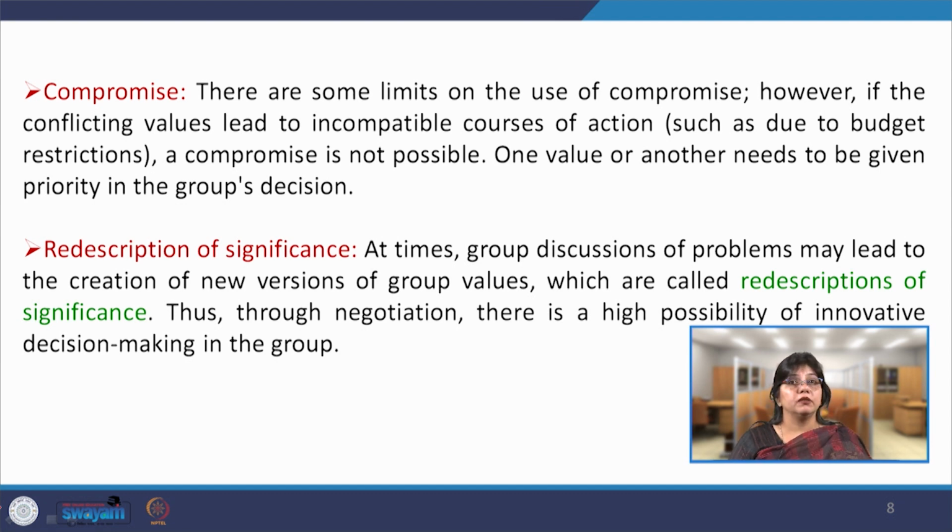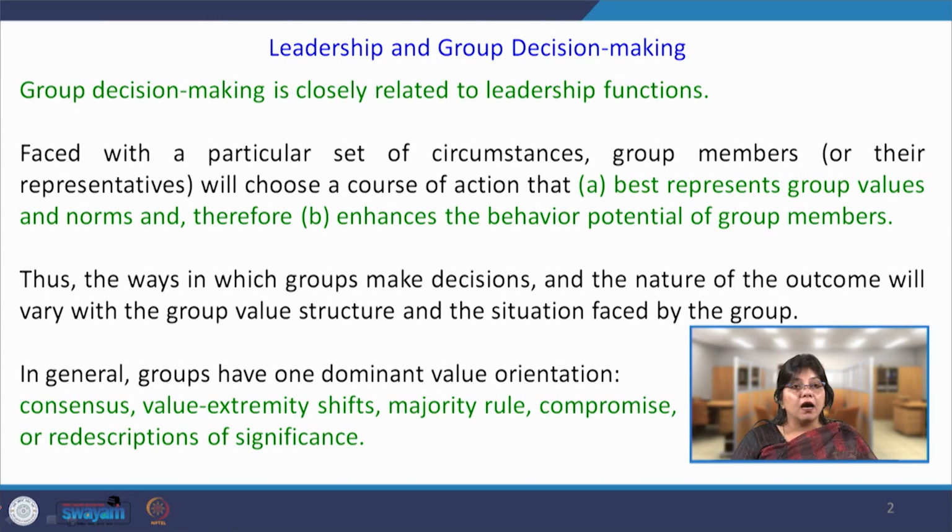So, through negotiation there is a high possibility of innovative decision making in the group. So, this is a positive aspect of leadership in decision making. When there is no consensus, when there is conflict among members, then ultimately there will be a point when people have to come up with some other novelty to resolve that conflict, and that new idea is redescription of significance, that is a high possibility of innovative decision making in the group. So, this is about leadership and group decision making, which reflects how different leadership styles engage in decision making within the group based on its group value.